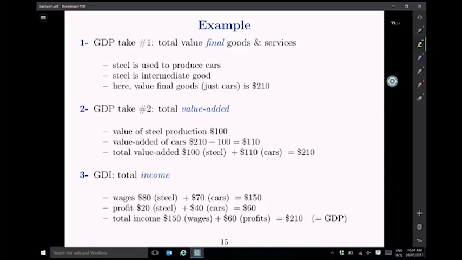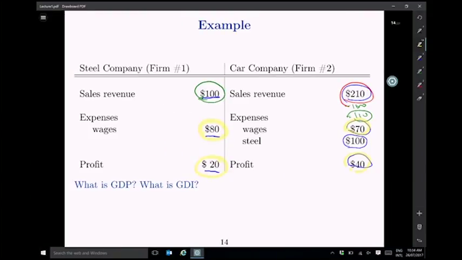Now, a question for you to think about. In our example, the steel company has sales revenue of 100, and the car company has sales revenue of 210. Can I say that the car company is twice as large as the steel company? Can I say that? If you read the newspaper, it mentions that company A has sales revenue of blah, blah, blah. Can we say that this is a big company based on the sales revenue?